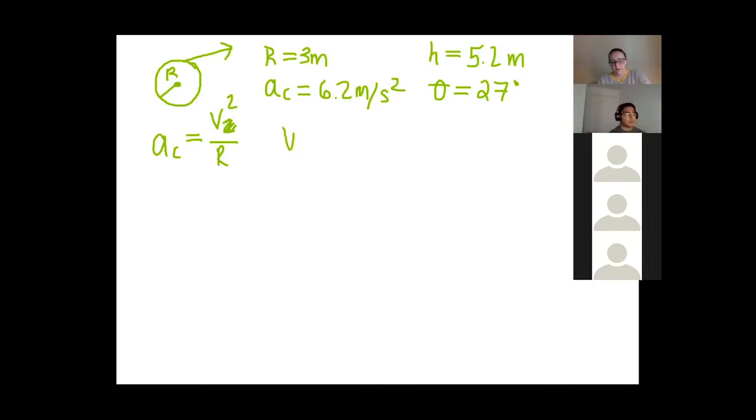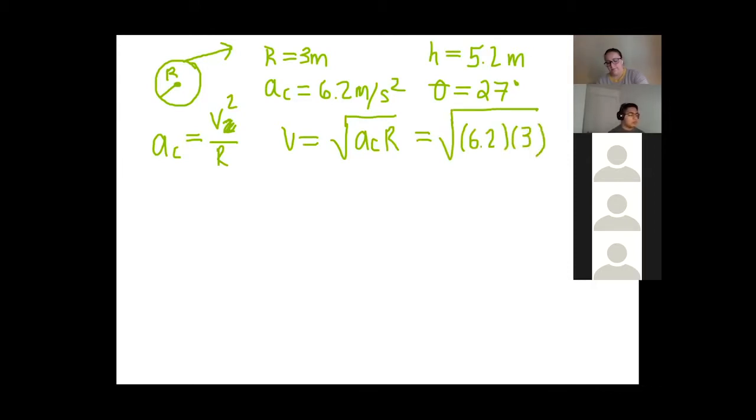So v would be equal to the square root of a_c times r. So that would be the square root of 6.2 times 3. Okay. So if you solve for that, you are given a velocity of 4.313 meters per second. And that would be your velocity at the initial point of the projectile.